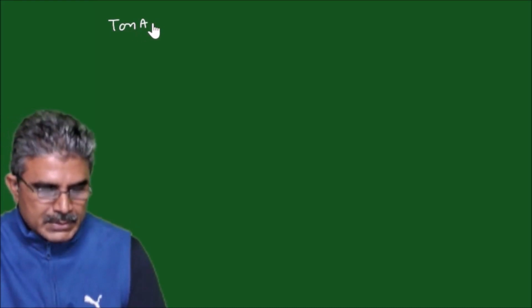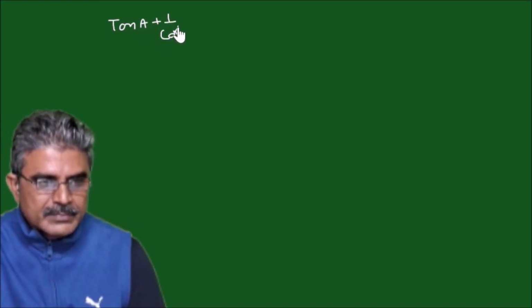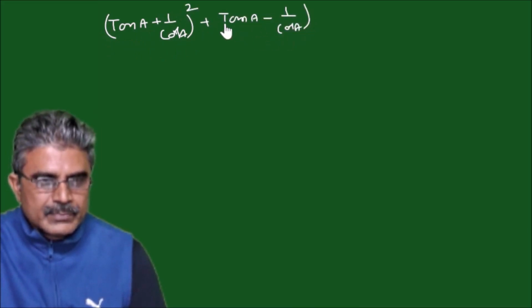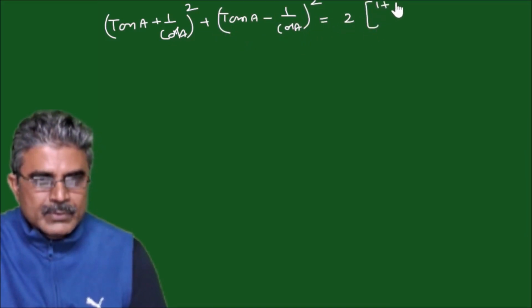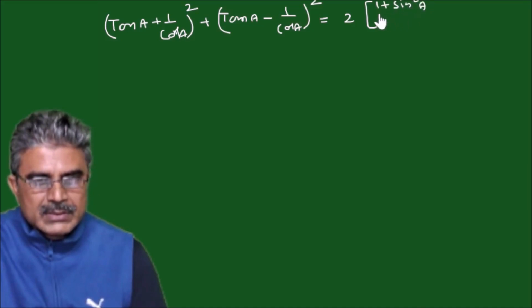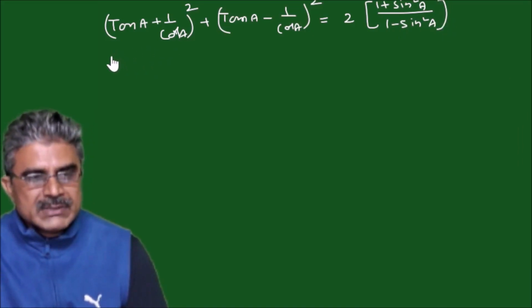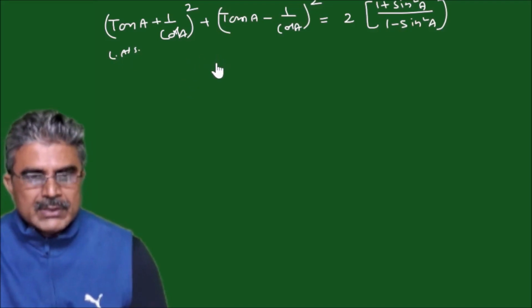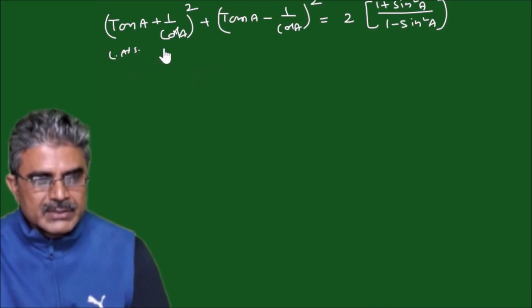Our next problem is tan A plus 1 by cos A whole square plus tan A minus 1 by cos A whole square, which should be equated to 2 into 1 plus sin square A divided by 1 minus sin square A. If we see the left hand side, which has bigger expressions, bigger ratios and a complicated structure, consider that one.